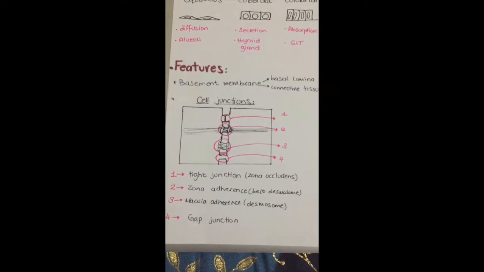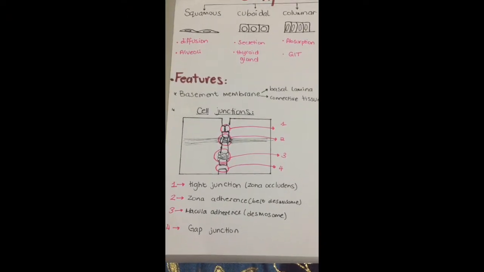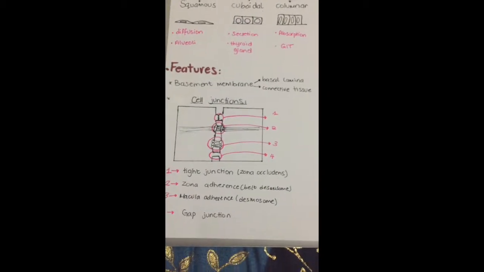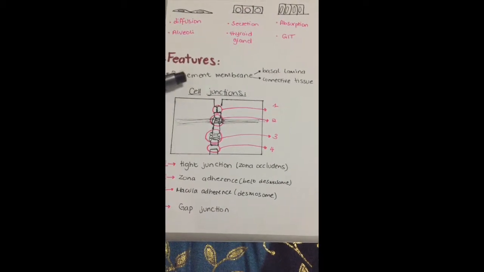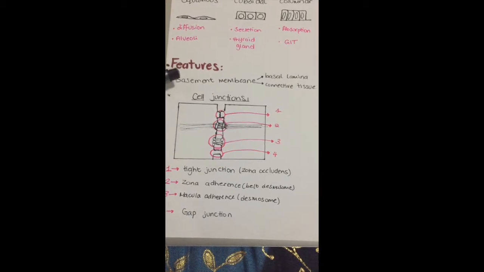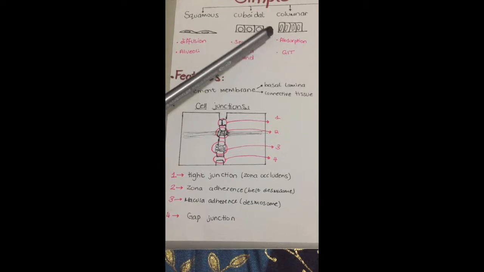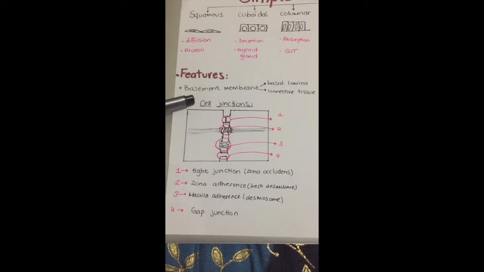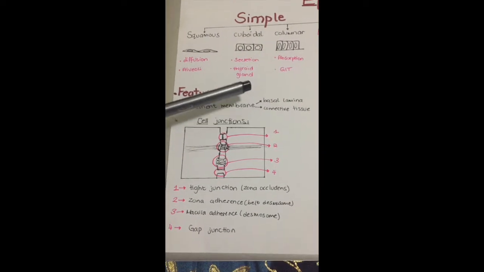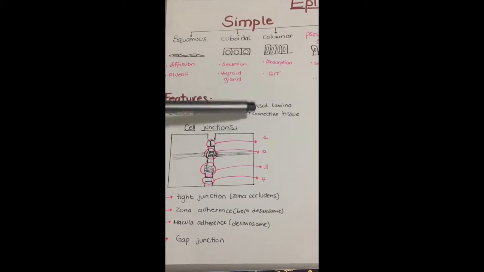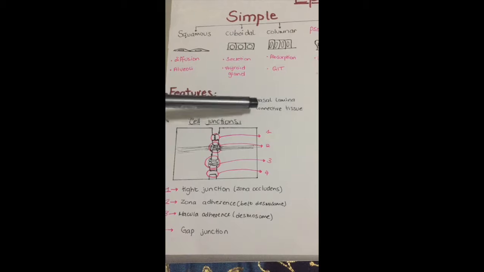Okay, so last but not least, in the epithelium itself, we're talking about the features of epithelium. The first feature is that they have a basement membrane. What we mean by a basement membrane is the line the cells rest on. The basement membrane is made of two things. It's made of the basal lamina, which is the line specifically, and underlying connective tissue.